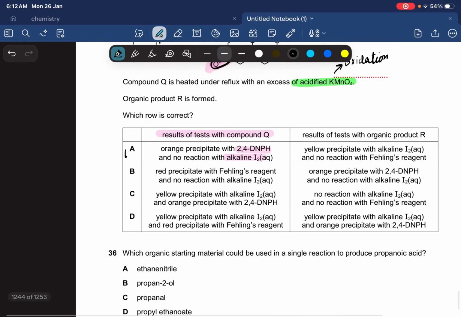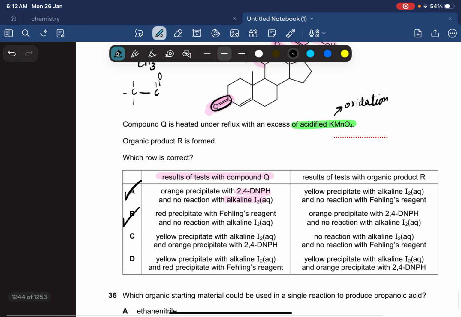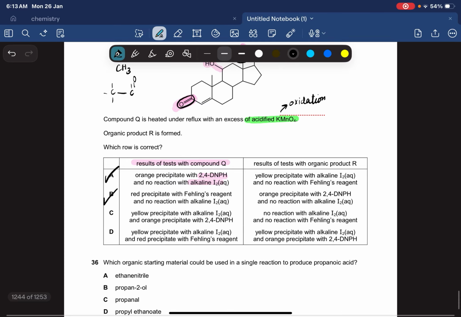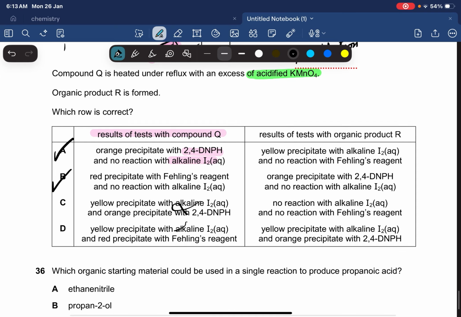So this one's correct. Red precipitate with Fehling's reagent and no reaction with alkaline I2. Might be because we have an aldehyde, I guess. Yeah, this one's right here. This one's an aldehyde, right? So yeah. Yellow precipitate with alkaline I2. No, we're not expecting a yellow precipitate. Results of test with organic product are yellow precipitate with alkaline I2 and no reaction with Fehling's reagent. Orange precipitate with 2,4-DNPH and no reaction with alkaline I2.